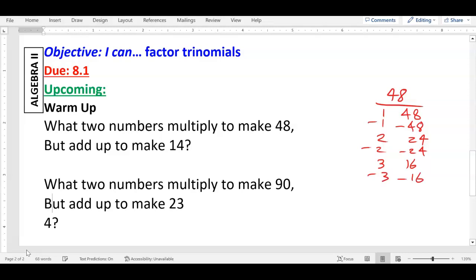What about 4? 4 times 12, -4, -12. Okay, what about 6? 6 times 8, -6 times -8. Okay. I want you to see we got lots of options here. All these are the possible things that make 48, but which one adds to make 14? So this makes 49, this makes 26, this makes 19, this makes 16. But what's 6 plus 8?